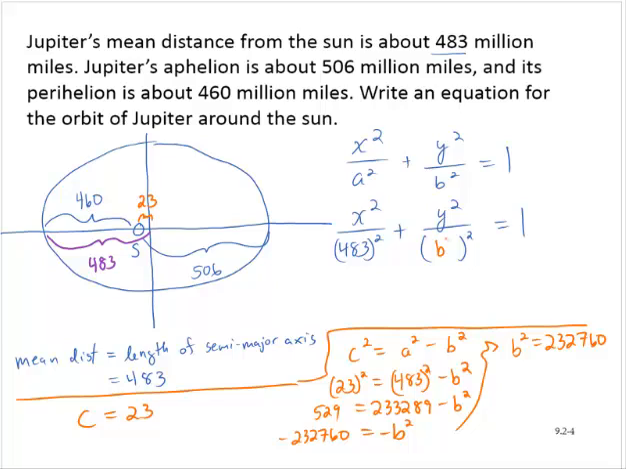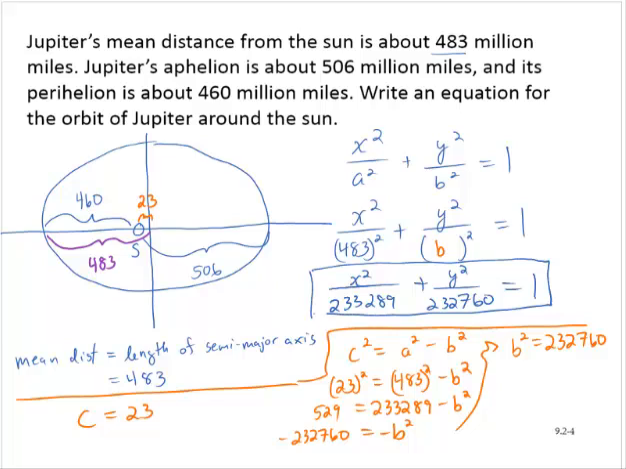So then the equation is x squared over 483 squared, so that's x squared over 233,289, plus y squared over b squared. Well, b squared is 232,760, equals 1. So there's the equation. There's an equation that represents the orbit of Jupiter around the Sun.